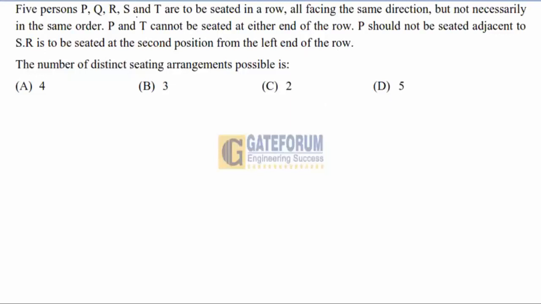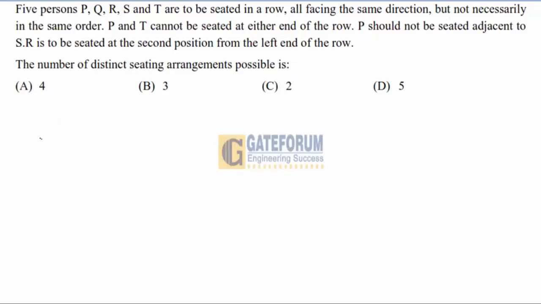5 persons P, Q, R, S, and T are to be seated in a row, all facing the same direction, but not necessarily in the same order. P and T cannot be seated at either end of the row. P should not be seated adjacent to S. R is to be seated at the second position from the left end of the row. How many distinct arrangements are possible?